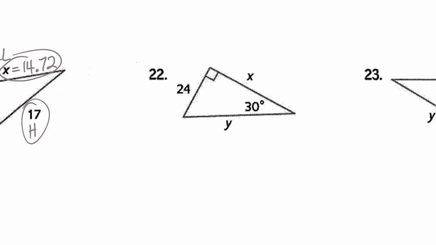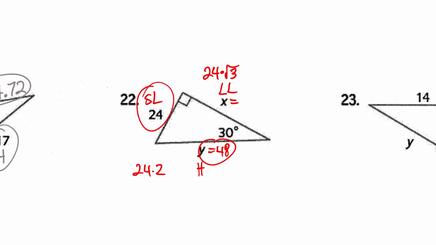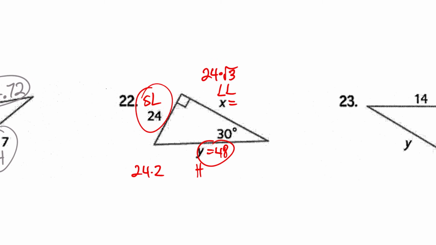Okay, number 22, H, S, L. Okay, short leg times 2. 24 times 2 gives us the hypotenuse is 48. And then short leg times square root of 3 gives us the long leg. What's 24 times square root of 3? Say it again. 41.57.